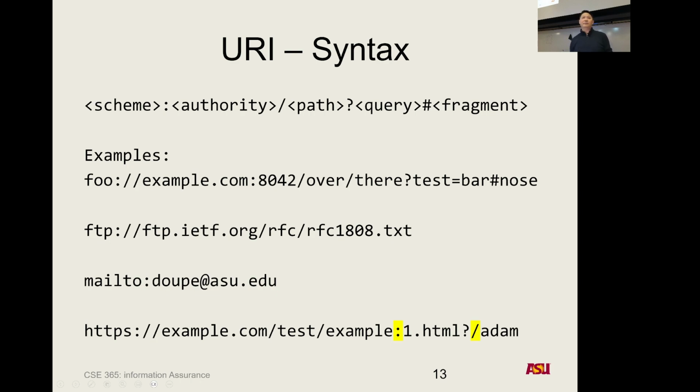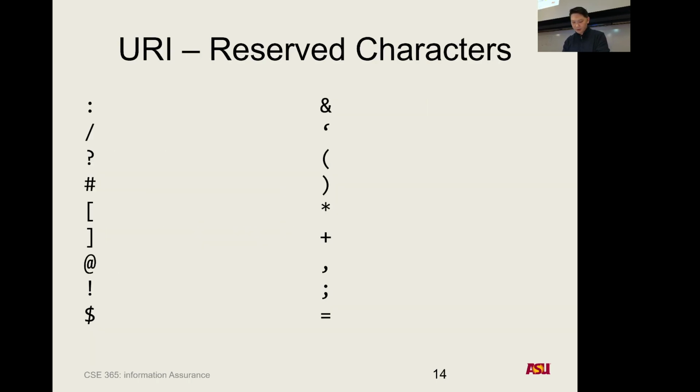So it gave us some confusion. There is an ambiguity. Is the colon a part of the data, or does it indicate the scheme? Who knows? So how do we distinguish? How do we avoid this ambiguity?